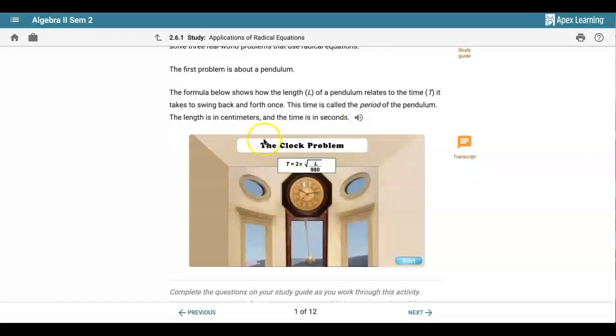Its length is in centimeters, its time is in seconds, and it has this period of 2 pi square root of L over 980. So again, please don't get caught up in the equation. It's just an equation standing for something. So execute the way you know how to, and then use some logic at the beginning and at the end when these equations are coming about.